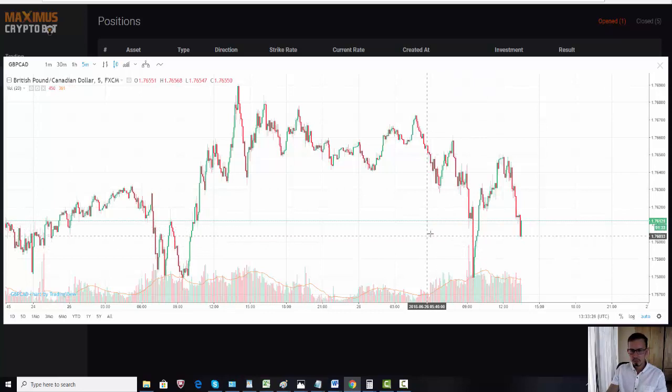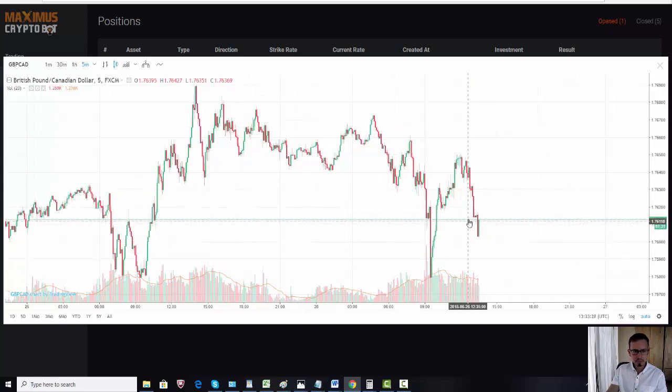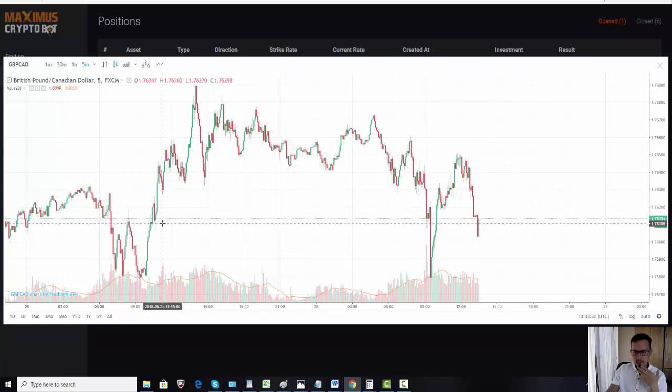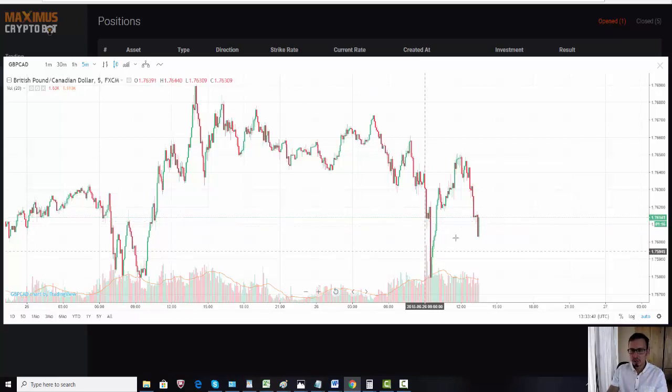Okay, I can see we missed this trade by a little bit. This was a support. We missed this call trade slightly. Slightly missed it, because when you take a look at it, this is our support.